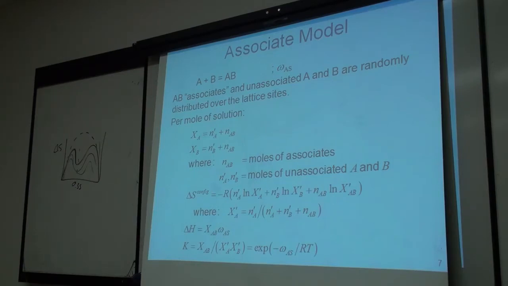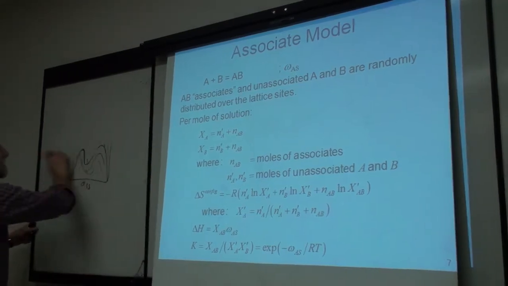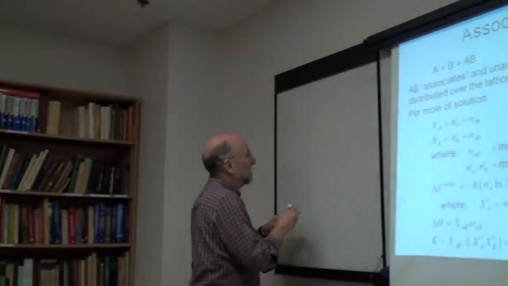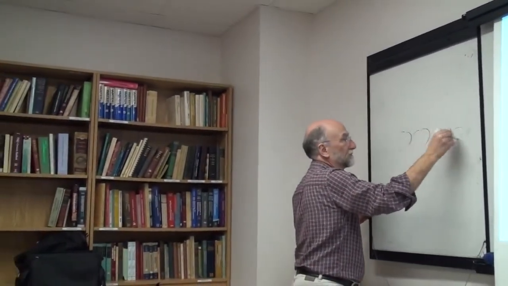So in this model, which is an ordering model, you will have one sublattice. Jesus, I hate these things. I don't know why they can't work.